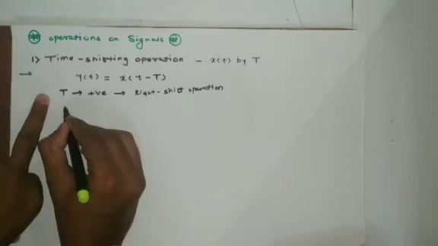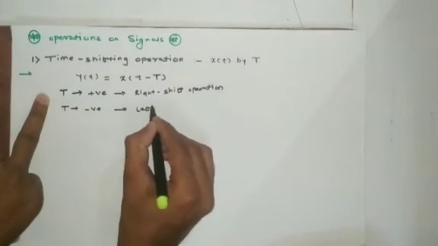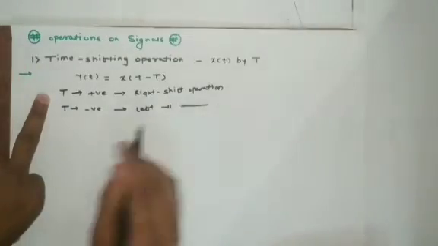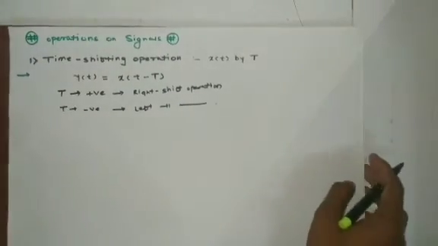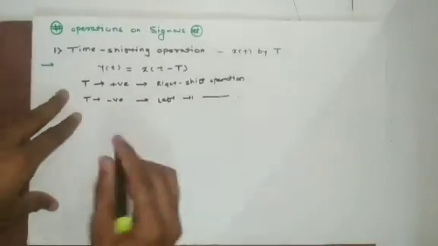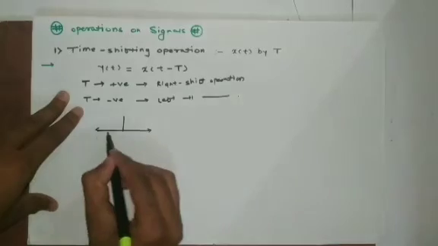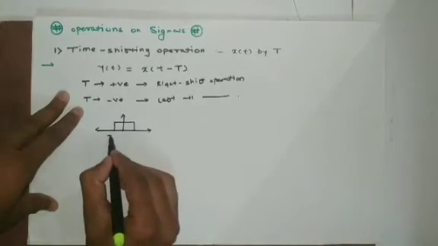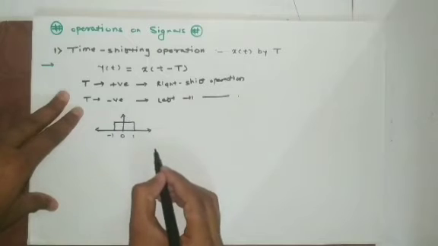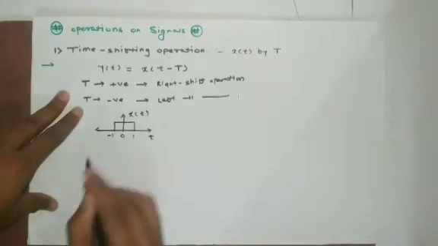Similarly, if the time period is negative, it is known as left shift operation. Let us consider this with the help of an example. Let us assume that we have an input signal which is given in a form like this. It is basically a rectangular function ranging from -1 to +1. Here I am putting this t and let this be x of t.